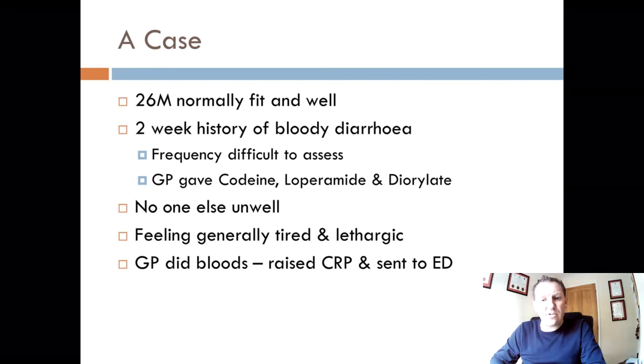When we're taking his history, no one else had been unwell. There was nothing to suggest an infective cause particularly, and he'd just been feeling generally tired and lethargic. The reason he actually came to hospital was because his GP had done some blood tests and found his CRP to be very raised and sent him to ED based on the blood tests rather than his symptoms.